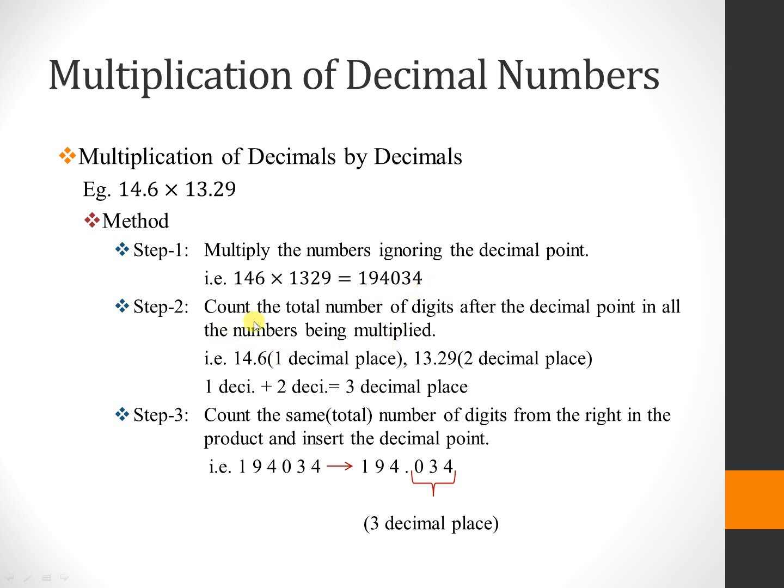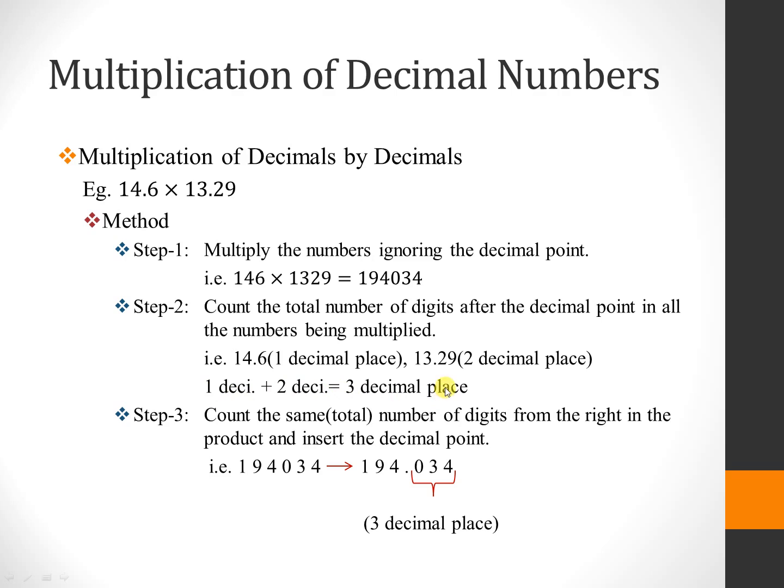Now step 2: count the total number of digits after the decimal point in all the numbers being multiplied. Here we have two decimal numbers, so we count their decimal places. In 14.6, how many decimal places? After the decimal point 1 digit, 6, so 1 decimal place. And in 13.29, after the decimal point 2 digits, so 2 decimal places. Now we add these decimal places: 1 plus 2 is 3.